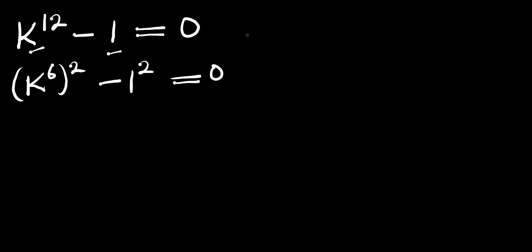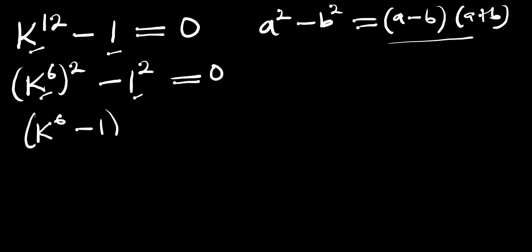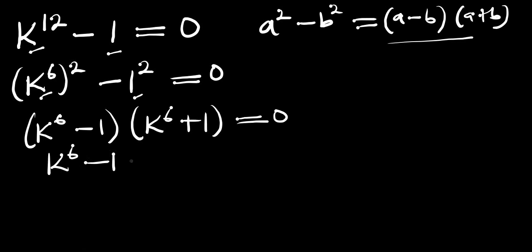We make use of the difference of two squares. If you have a^2 minus b^2, this equals (a minus b) times (a plus b). In this case, our a is k^6 and b is 1. So, using this, we are going to have (k^6 minus 1)(k^6 plus 1) equals 0. Now, that means we have k^6 minus 1 equals 0, or k^6 plus 1 equals 0.